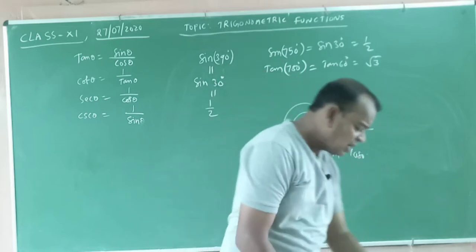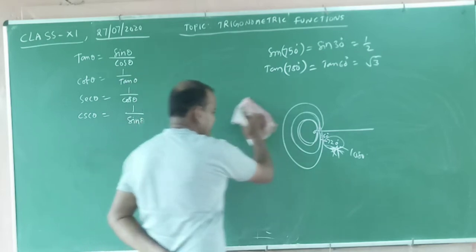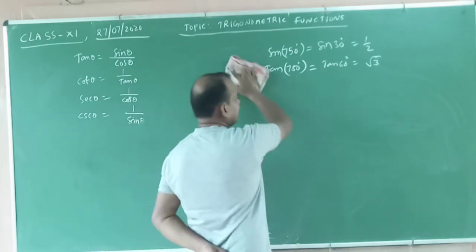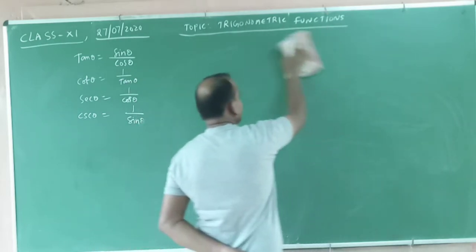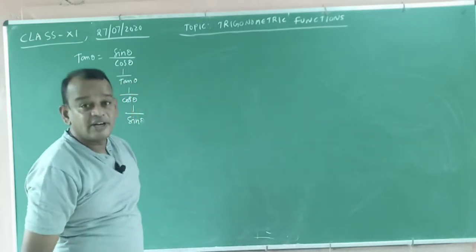Now, how to find the remaining values? Okay, I will explain. What are the quadrant angles? Tell me. Quadrant angles.